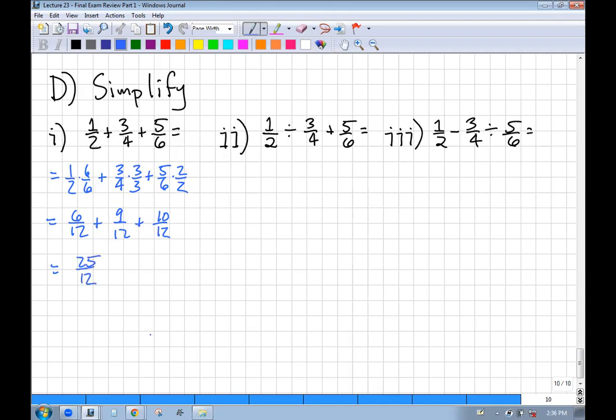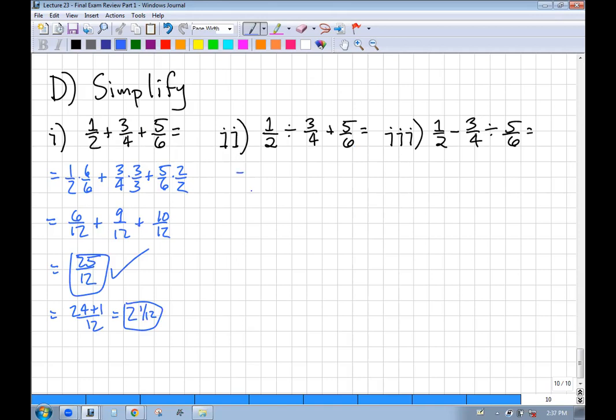Can we simplify this? This is 5 times 5. This is 2 times 2 times 3. So we can't simplify that. Of course, if you wanted to, you could write it as 24 plus 1/12. This would be 2 and a 12th. But this is good enough here.